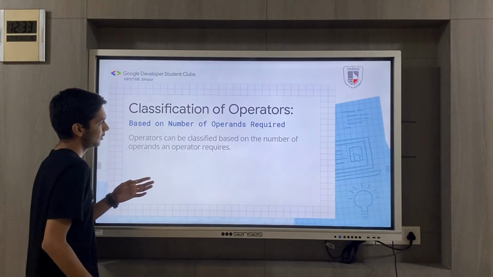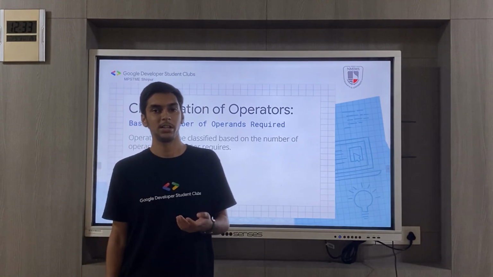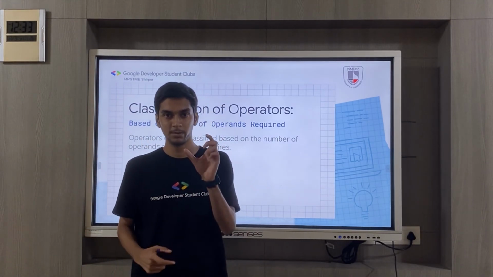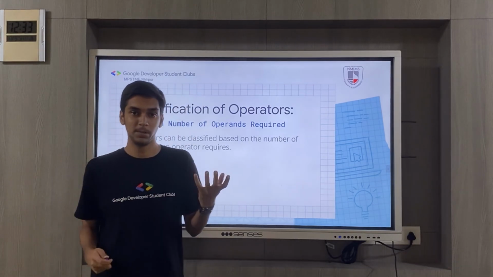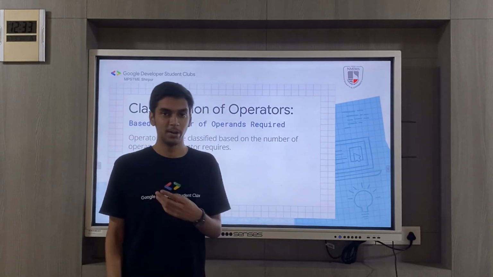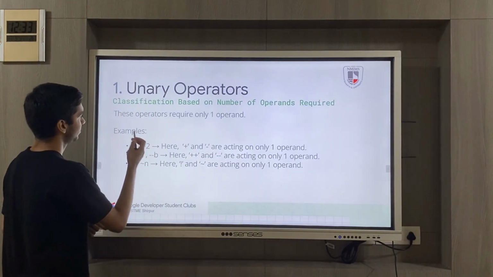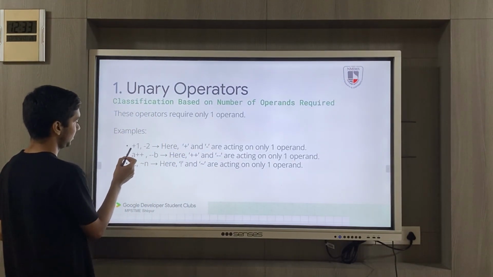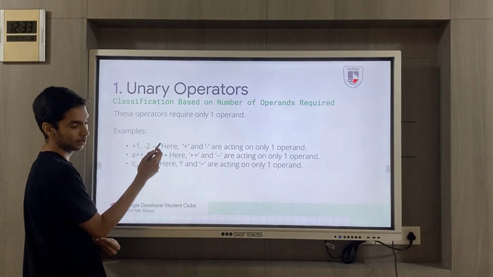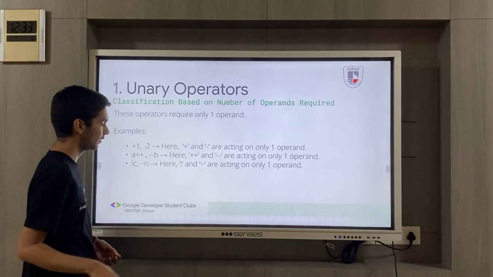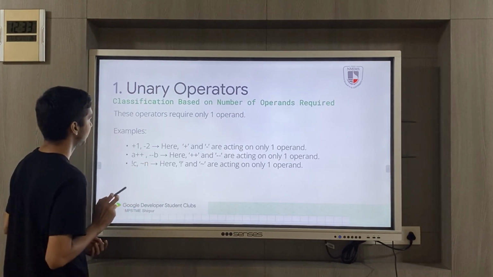Now we can also classify operators on the basis of the number of operands required. The increment operator uses only one variable, A plus B uses 2 operands, and the conditional operator uses 3 operands. Unary operators require only 1 operand. Unary plus is for denoting positive or negative integers. This is negation, and this is increment, decrement, not, etc.